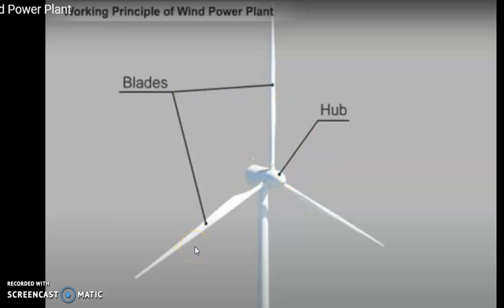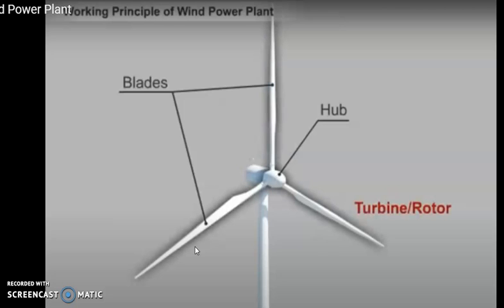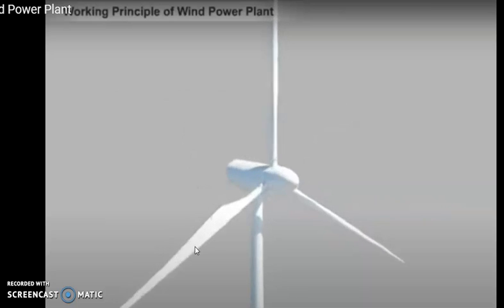Some windmills have 2 blades, some have 3 blades, or maybe 4 blades. Basically, the 3 blade system we are employing everywhere in the world, because compared to the 2 blade or 4 blade system, the 3 blade system has a lot of advantages. It has higher efficiency compared to the 2 blade as well as the 4 blade system. Now, the main parts are the blades and hub, which is the turbine or rotor.